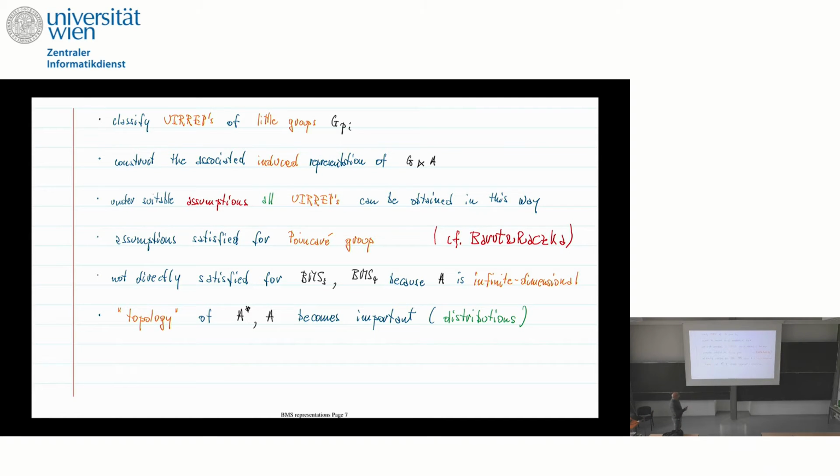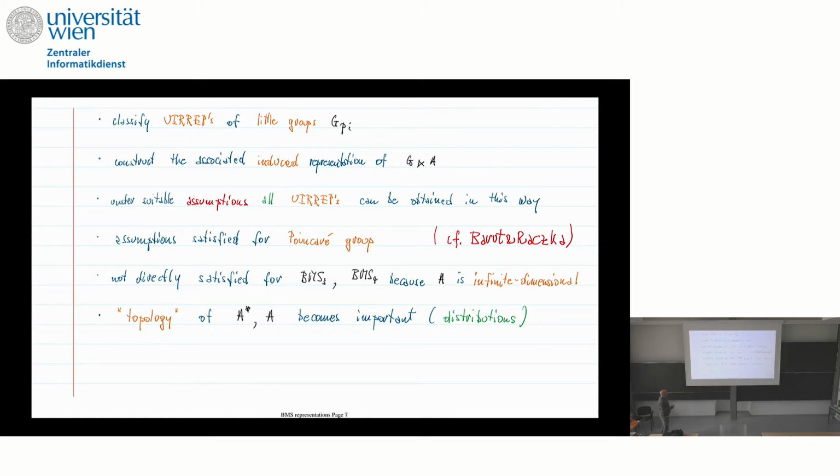But so you have to do all these. Then you have to understand how to induce a representation of the full group from here and from these characters that we had before. And so that's the next step, how to induce this representation.